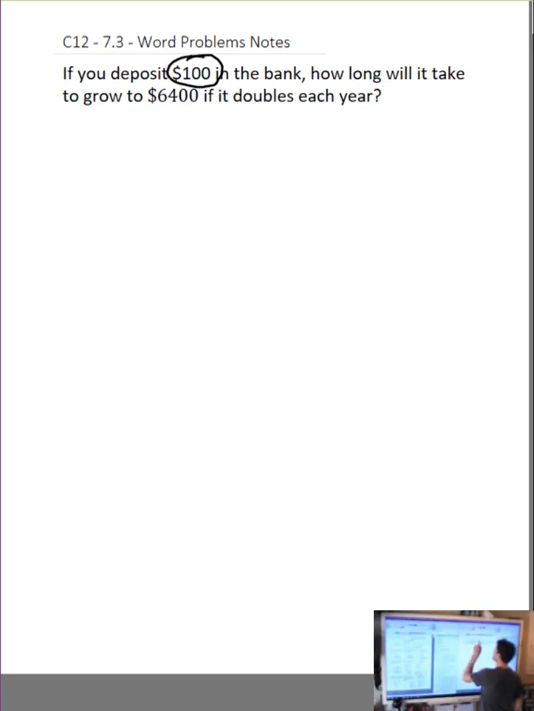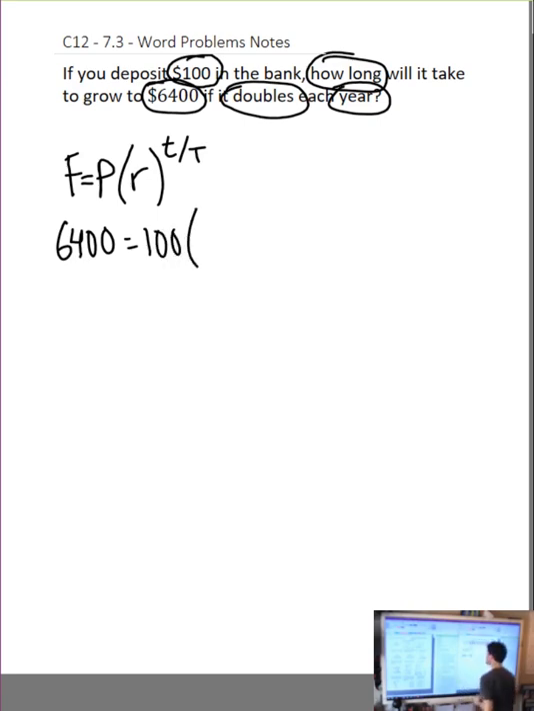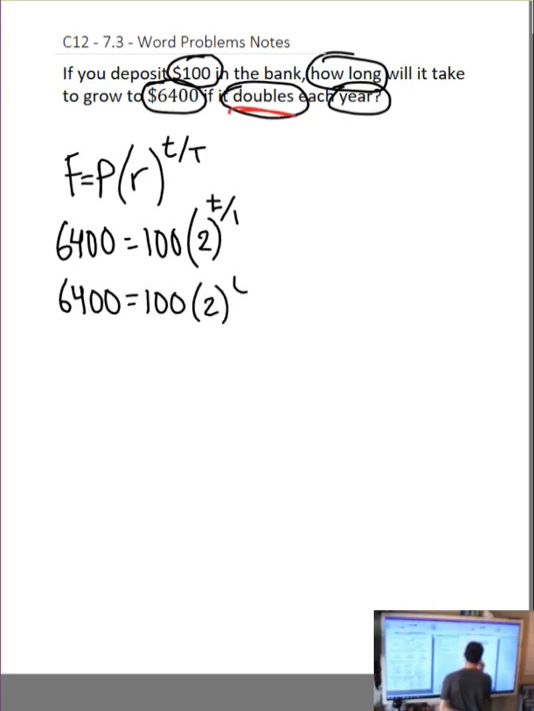So, if we deposit $100 in the bank, how long will it take to grow to $6,400 if it doubles every year? So I'm going to use the growth and decay formula. F equals P, open bracket, R to the lowercase t over capital T. And let's substitute. So the future value is going to be 6,400. Our present value is going to be 100. Our rate, so we're doubling, is going to be 2 for doubling. As we've seen in the past, tripling 3, quadrupling 4, half-life 1/2, 2 for doubling. Now, how long? We're looking for the exponent t, and capital T, the time for the rate to occur, is just 1. So this is going to clean up nicely. Let's see what happens. So 6,400 equals 100 times 2 to the t.